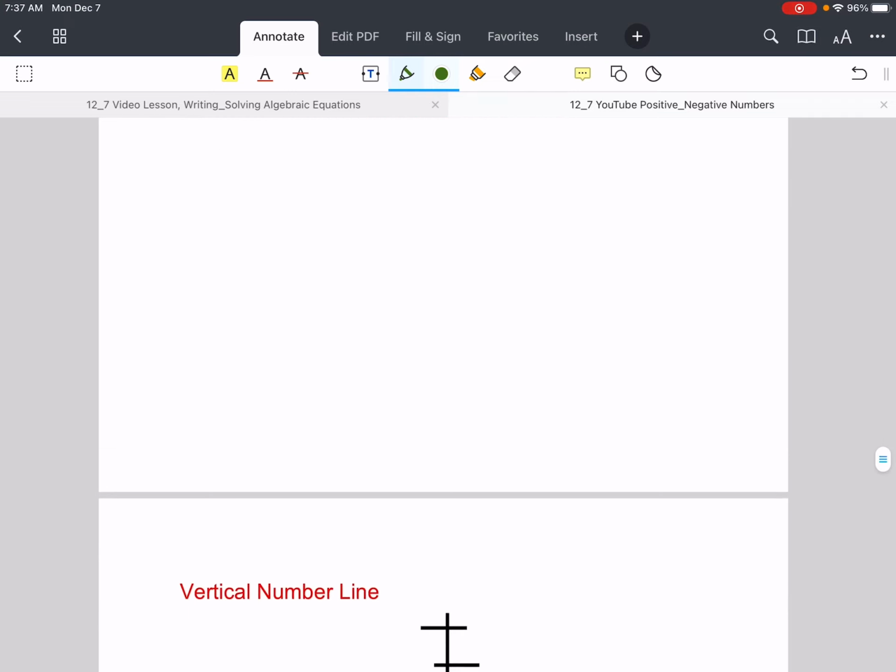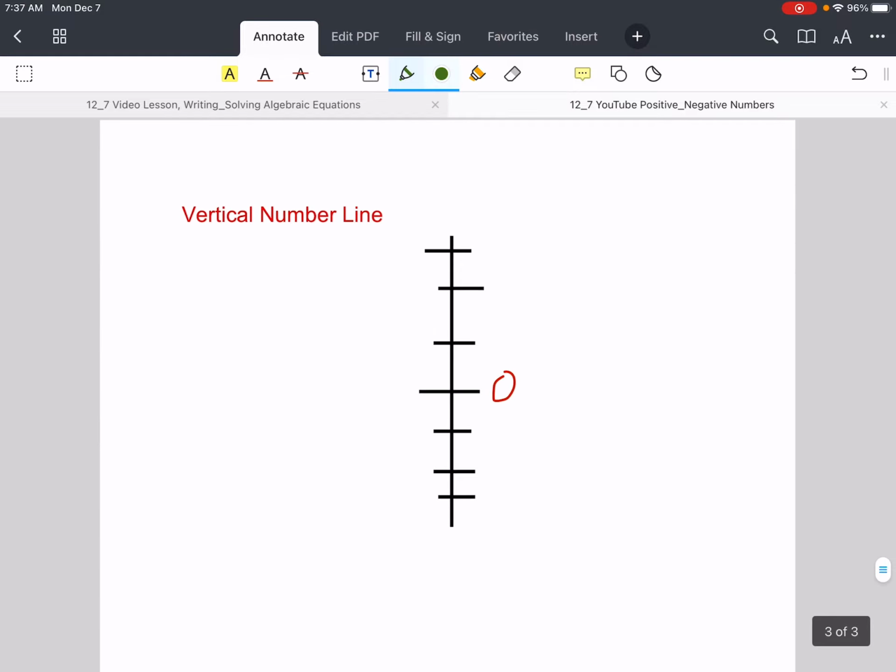And our last little reminder is that we have vertical number lines as well. So a vertical number line goes up and down instead of left to right. And for this number line, I have 0 in the middle. I'm going to count by 5s. So 5, 10, and 15, which means that going down below 0, I would have to have -5, -10, and -15.